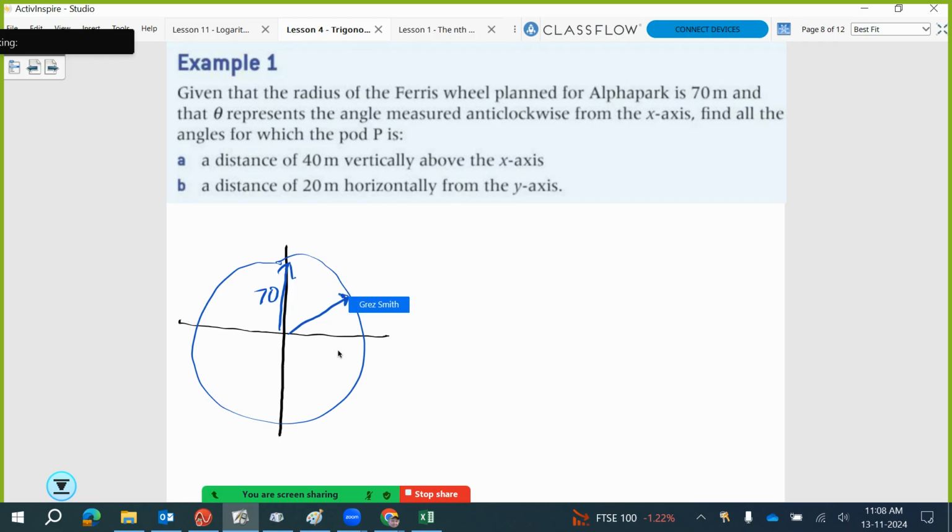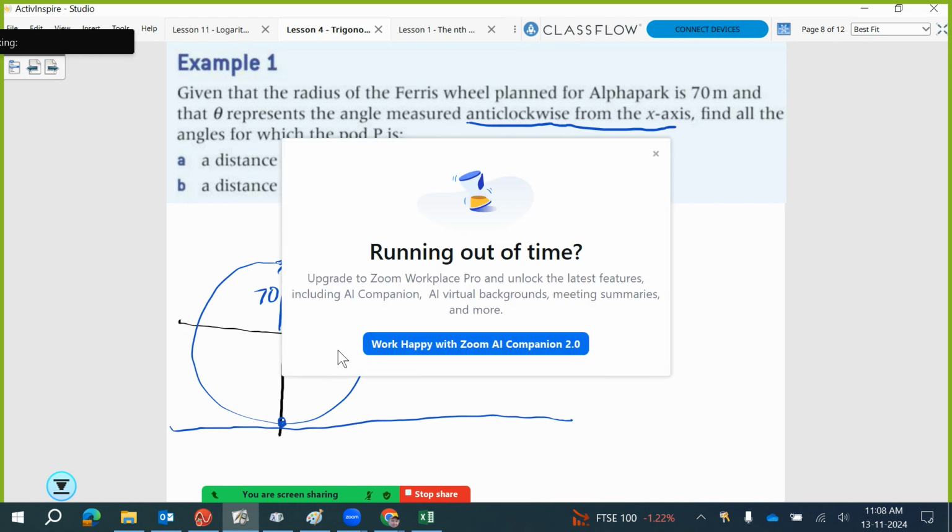Okay, we have an angle rotated in this direction, anti-clockwise from the x-axis, like this. And it will give you the height. So if we have the ground down here, when the angle rotates all the way around to 270 degrees, it's going to be 0. So we know that this here is going to be 70. We need to find the height here.